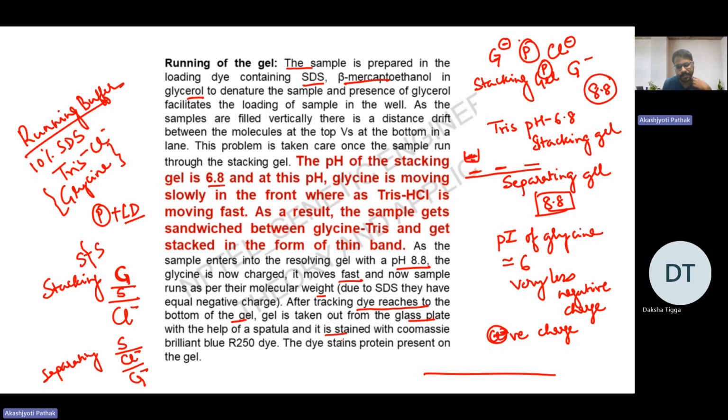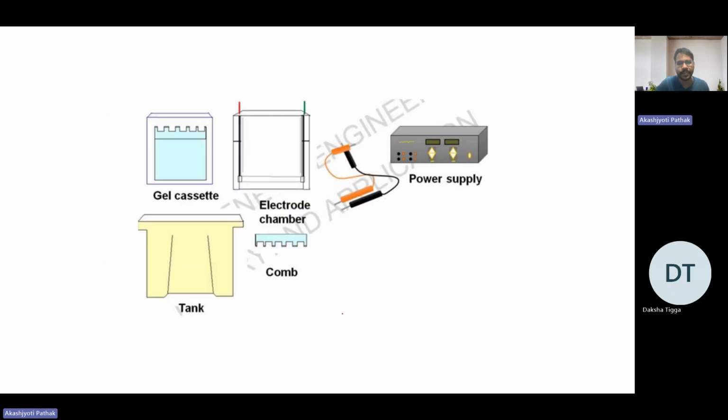And then what is done? You stain the gel and destain the gel. These are the different components of an electrophoretic apparatus. This is a power supply. These are the wires for connecting. You attach the anode wire to the anode electrode and the cathode wire to the cathode electrode. Then you have an electrophoretic tank. You place the gel cassette within this tank, add the running buffer, and then switch on the power supply.